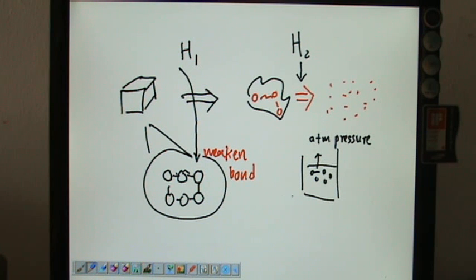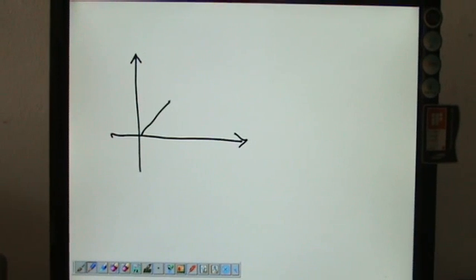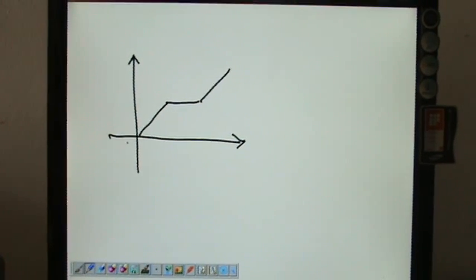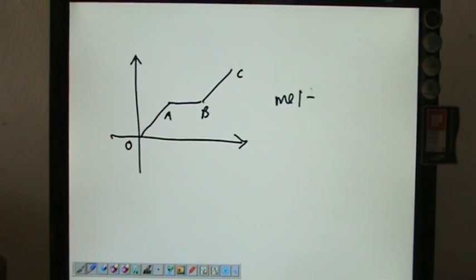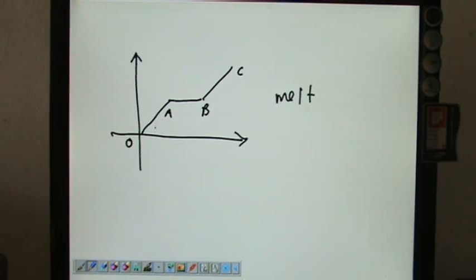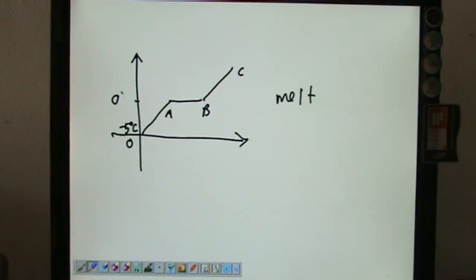Okay, so basically there's no change of temperature for both fusion and vaporization. So that's why we have a graph like this that shows this one going up and then here, from O to A to B to C. So this is a melting chart. Okay, so in the melting chart, O to A is perhaps this one starting at -5 Celsius. So you heat up, and here is 0 Celsius.